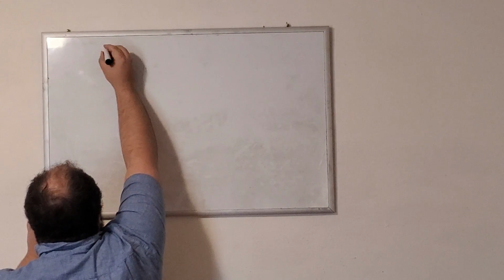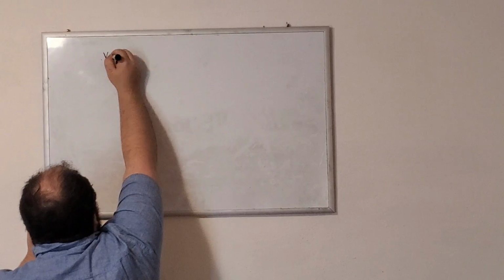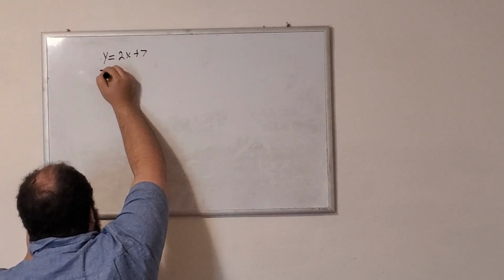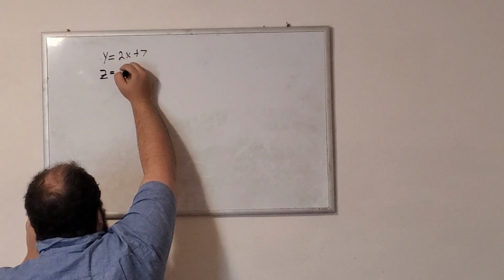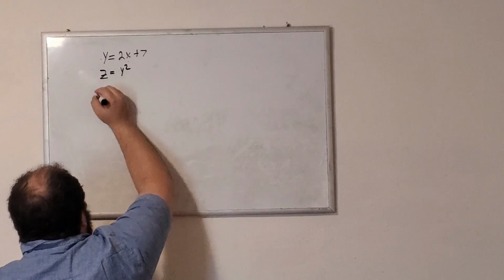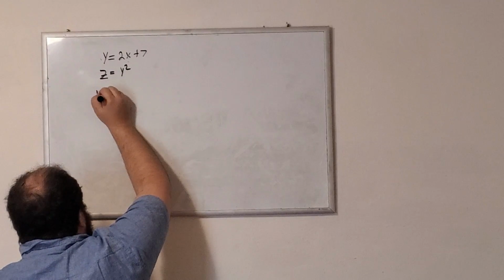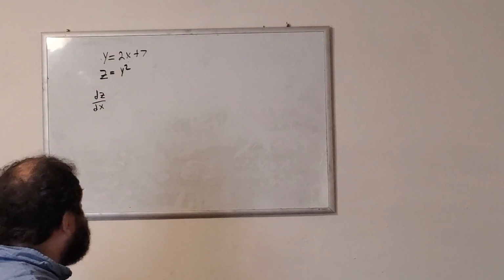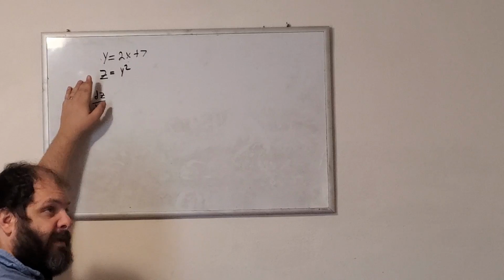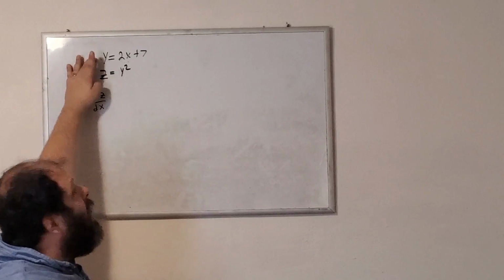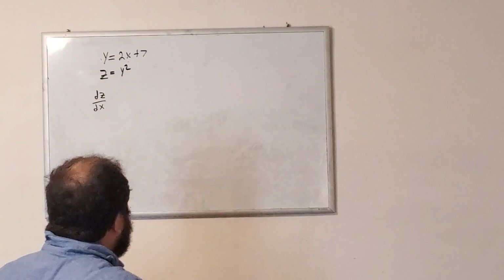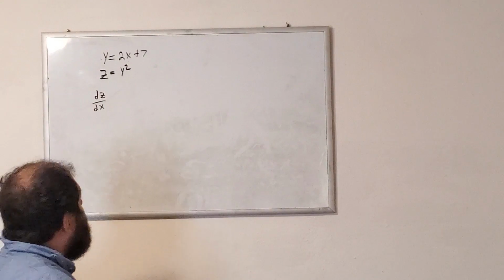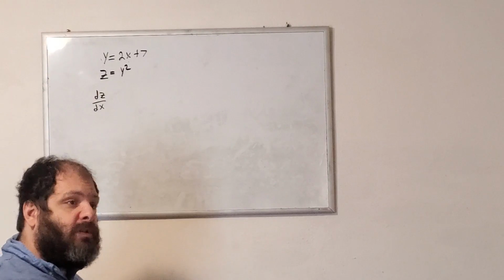In this example, we're going to say that y equals 2x plus 7 and z equals y squared. And then we want to find dz by dx. As you notice, we only know z as a function of y, but we do know y as a function of x. So there are a couple different methods. The first one I'm going to discuss with you here is substitution.